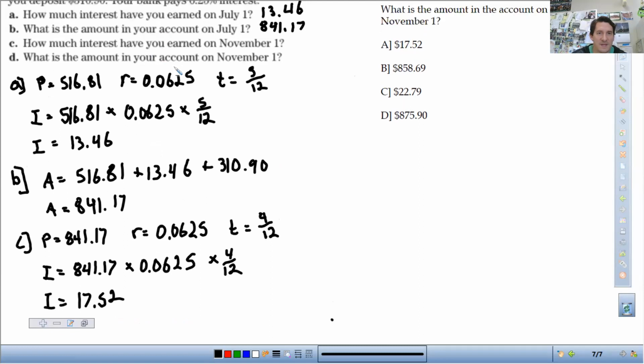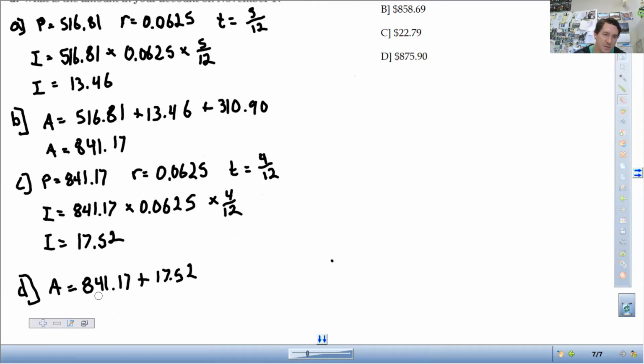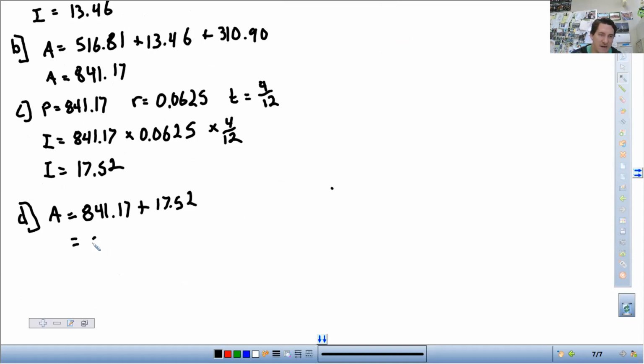And then the last one, what is the account on November 1st? So to figure out the new account balance on November 1st, all you need to do is add the principal, so the 841.17 plus the 17.52. So 841.17 plus 17.52 comes out to 858.69. So last one, 858.69.